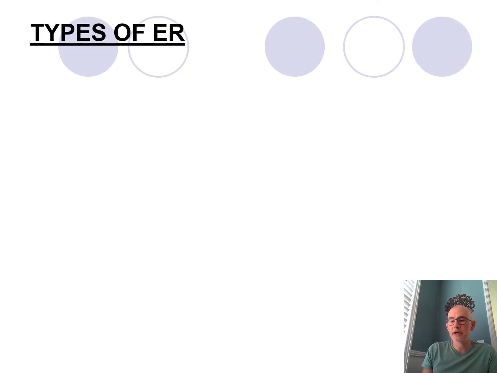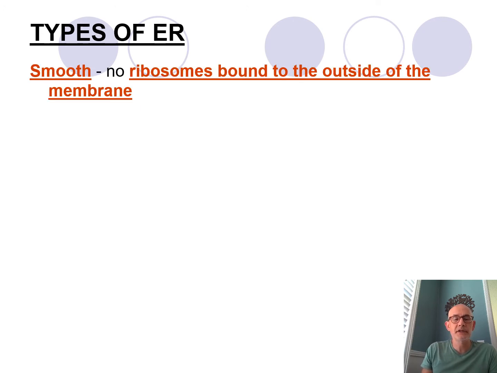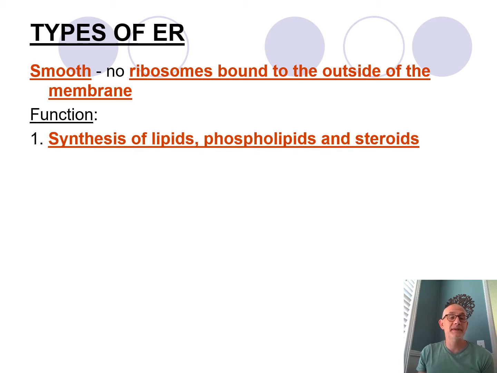Okay, so our types of ER, we've got the smooth ER. They are smooth because they do not have ribosomes attached to the outside of them. Main functions of the smooth ER is for lipid synthesis, so making fats, making oils, making new phospholipids for the cell membrane to grow. Because if you've got a small cell, it needs to grow and get bigger, so you need more cell membrane. And also steroids such as hormones are going to be made here.